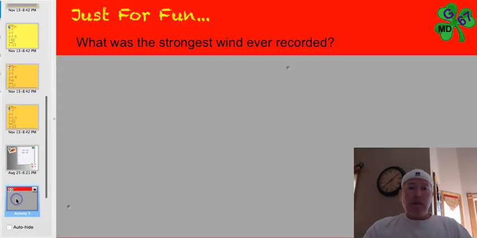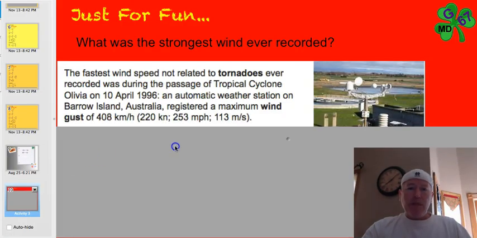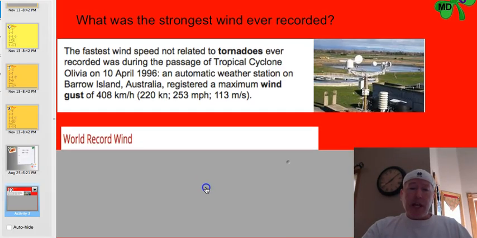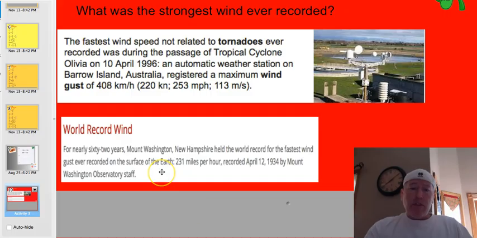All right, our trivia question. What was the strongest wind ever recorded? It's kind of interesting. Fastest wind not related to tornadoes ever recorded was during the passage of Tropical Cyclone Olivia on April 10th, 1996. A weather station in Barrow Island, Australia, recorded a maximum wind gust of 253 miles per hour. Pretty amazing. When I was researching that, I actually found the old record that was good for nearly 62 years was in Mount Washington, New Hampshire, where the fastest wind gust ever recorded was 231 miles per hour.